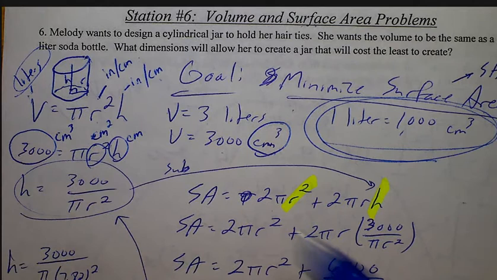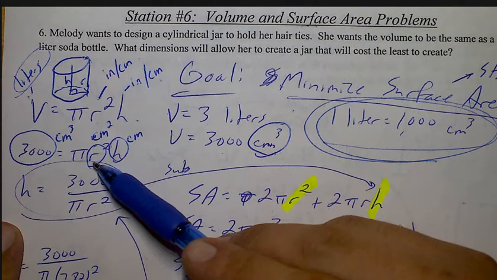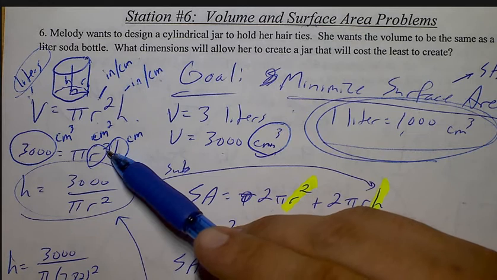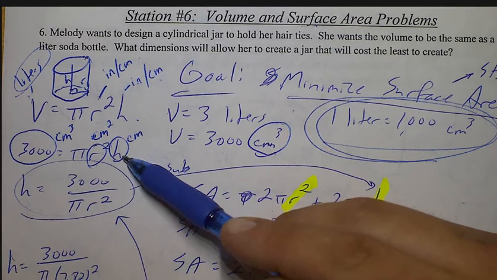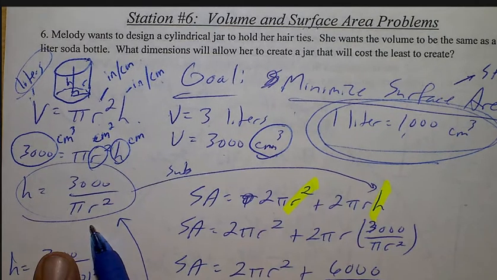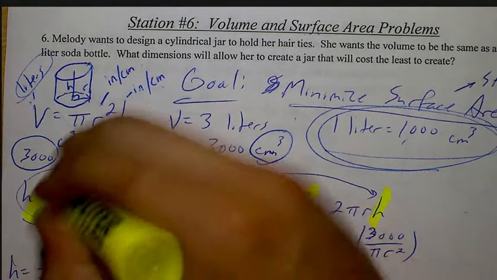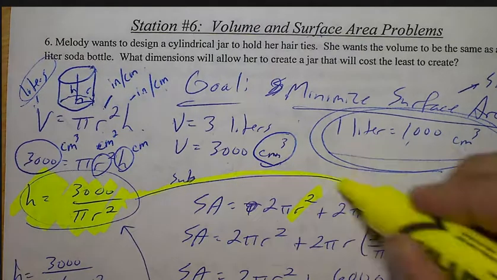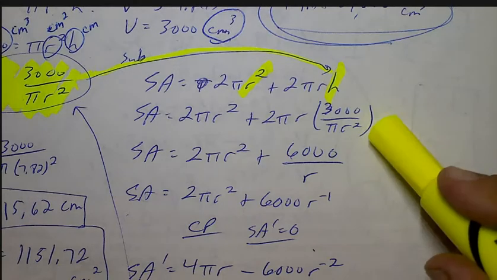So now I'm going to take this height and substitute it in for H. So now I have a function of just R. Clean it up, simplify. Now find my critical points, that's where your max and mins are. Take the derivative and set it equal to 0. Solve. And the rest is just algebra.